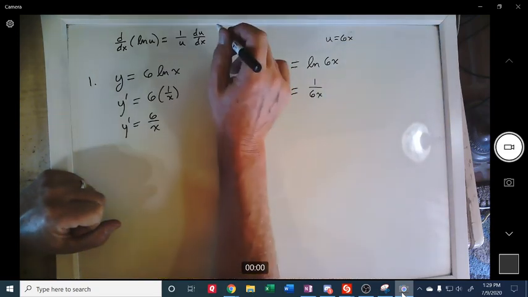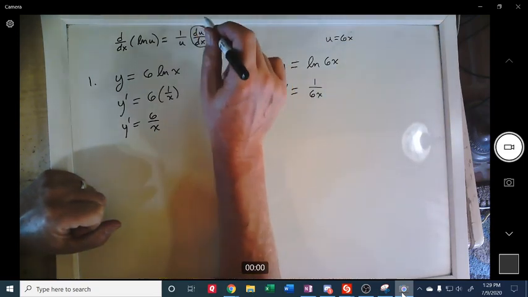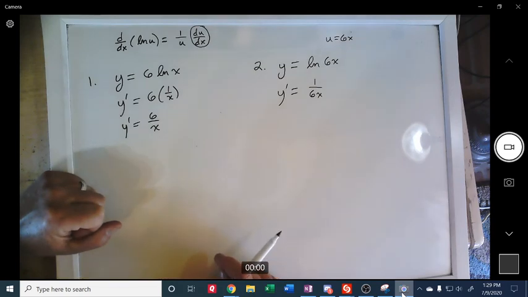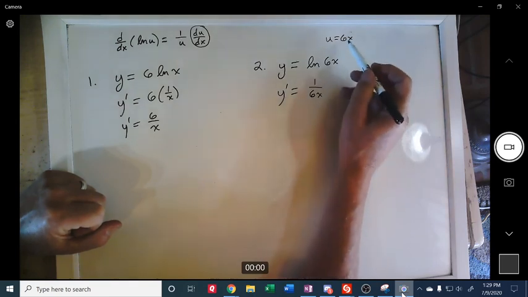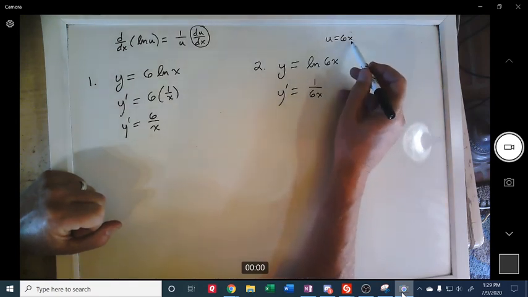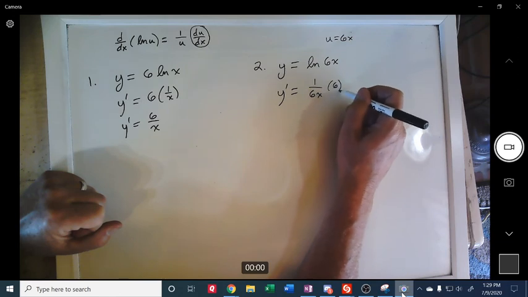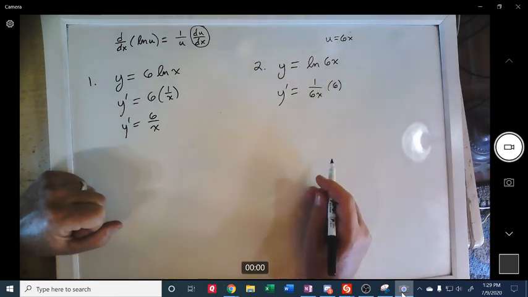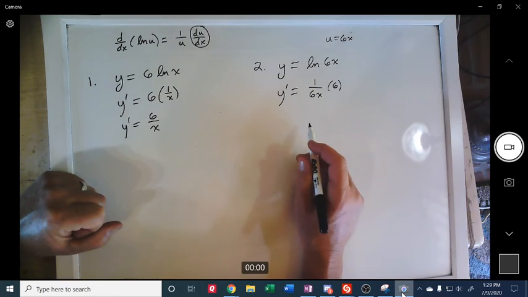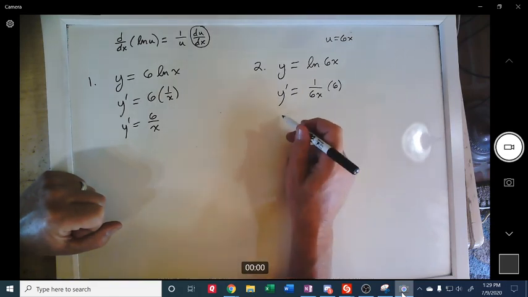But you have to put this part, du dx. But what's the derivative of 6x with respect to x? It's just 6. And what's going to happen with these two 6's? They're going to cancel each other out.